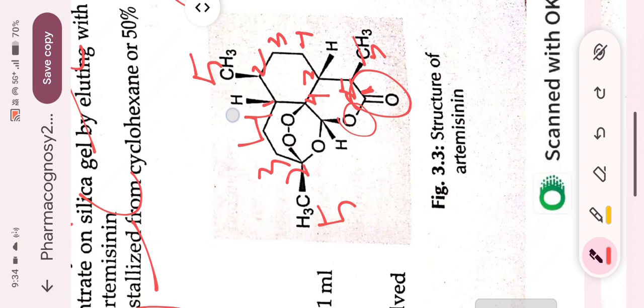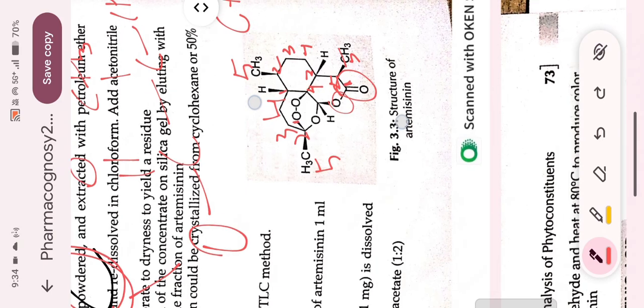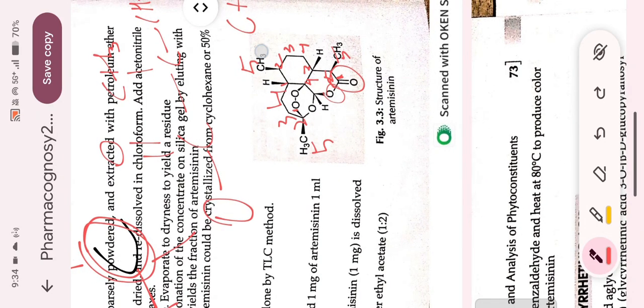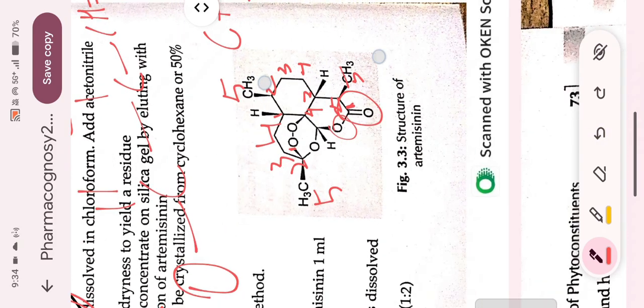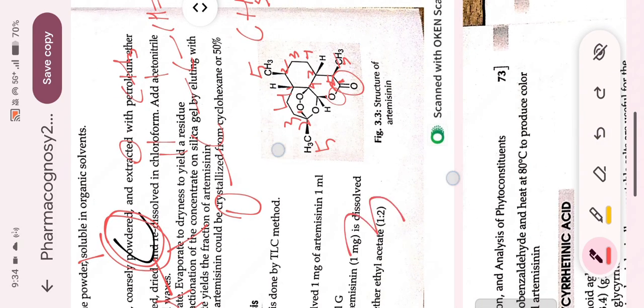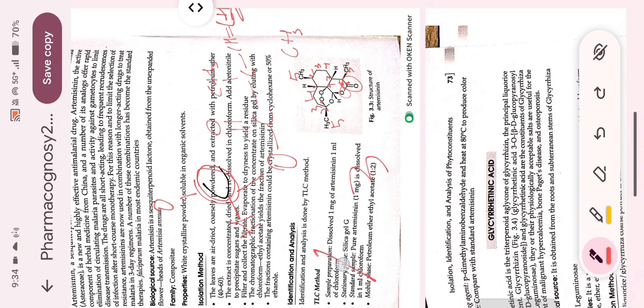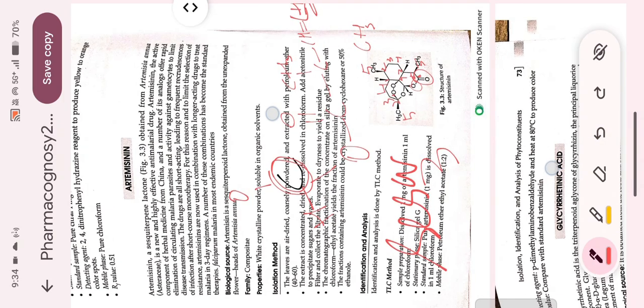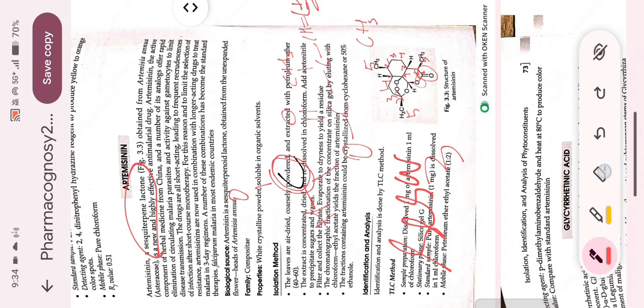But we didn't get one carbon here, right? For this isoprene, we didn't get the first carbon. The first carbon is here, okay? That is also having an OO, which is connecting this one. Artemisinin is like three isoprene units. That's why they have mentioned sesquilactone. We don't know what a sesquilactone looks like.